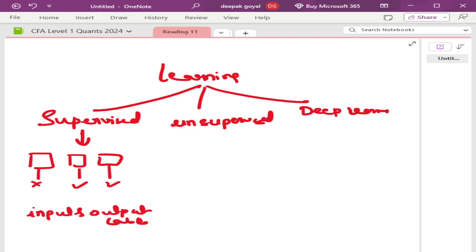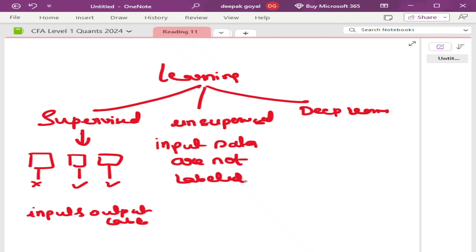Clear? Write down: input data are not labeled.